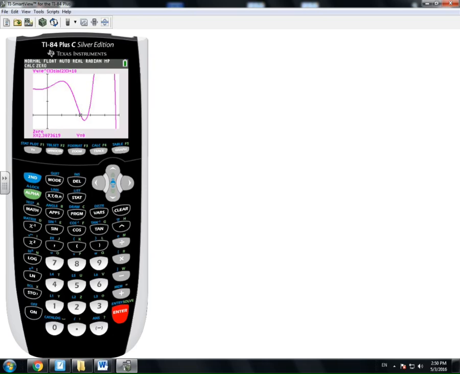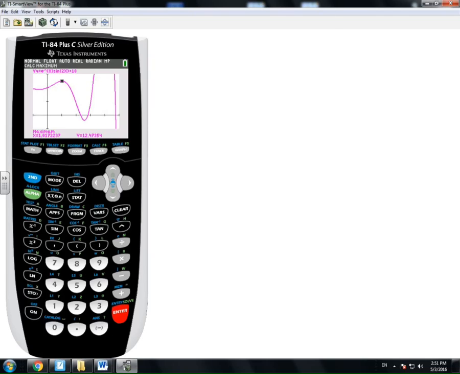Next, it also asked me to find the maximum and the minimum. You go to calculate. For the maximum, you choose 4, and we just go from 0 to 2. You can kind of see that the maximum occurs when x is between 0 and 2, so I just let the calculator do the work, hit enter, and it says 1.017. You can do the same thing by pressing minimum to find that guy down here.